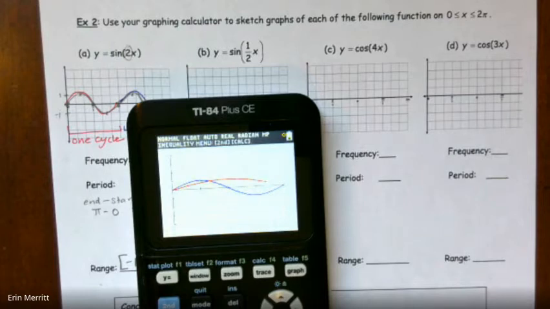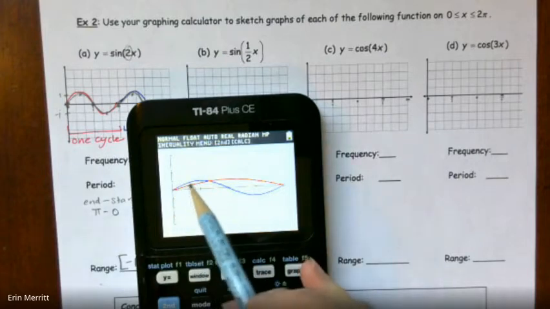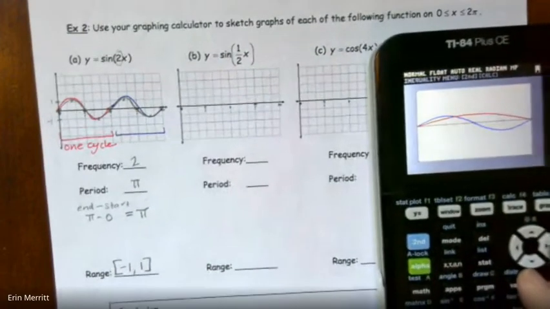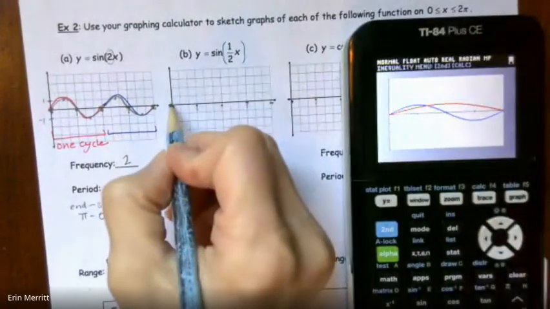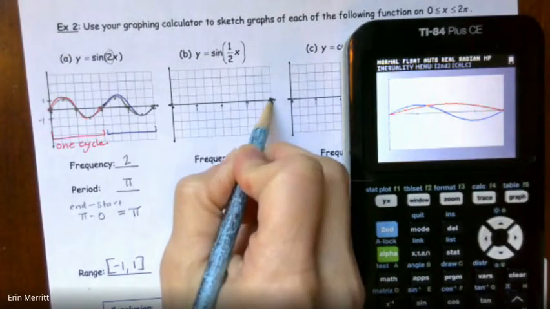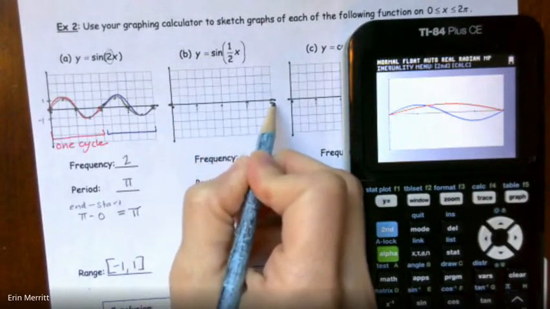The second one is sine of 1/2. All right. If you look, it sort of almost looks like a really wide parabola or something. But basically what you have is it's starting at 0, and at 2 pi, it's ending at 0. It's kind of going up and down from there.